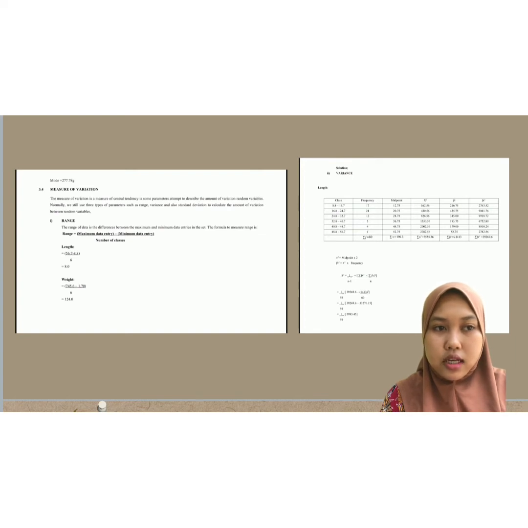For variance, length is 101.58 cm, and the standard deviation is 10.08 cm. For price, the variance is 18694.43, and the standard deviation is 136.73 for price.